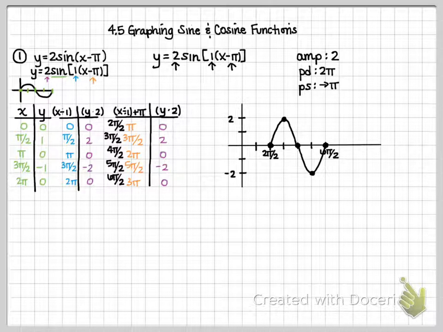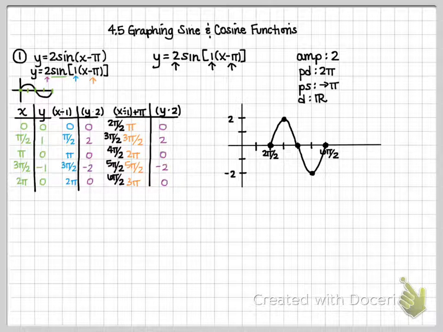All right, what else do we still have? Domain and range. This thing is going to go on forever and ever and ever. So the domain for this thing, although this one period goes from 2 pi over 2 to 6 pi over 2, this thing goes on forever. So the domain's going to be all real numbers.